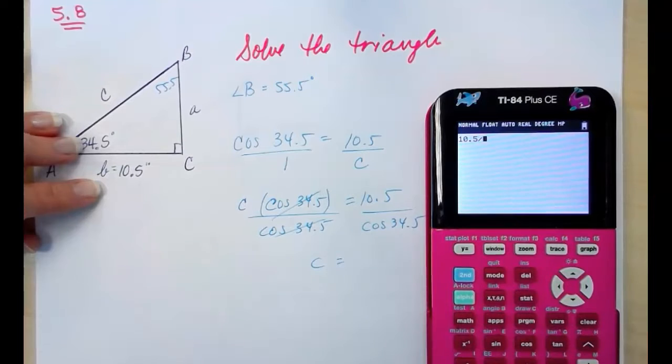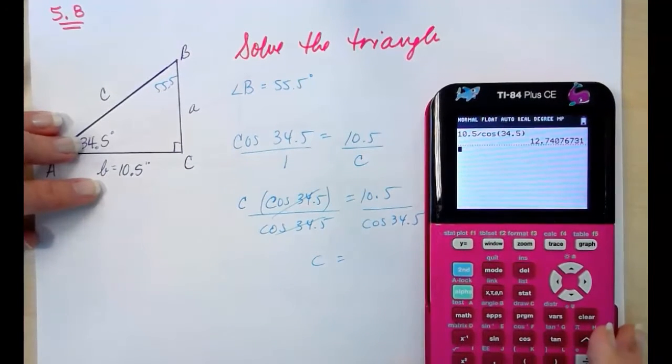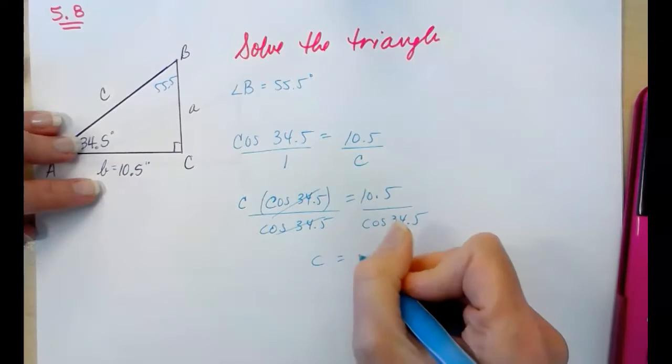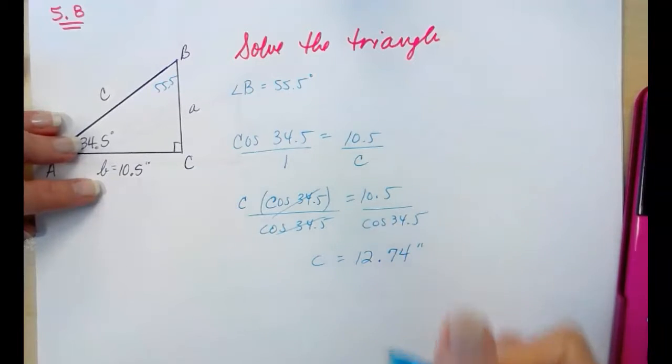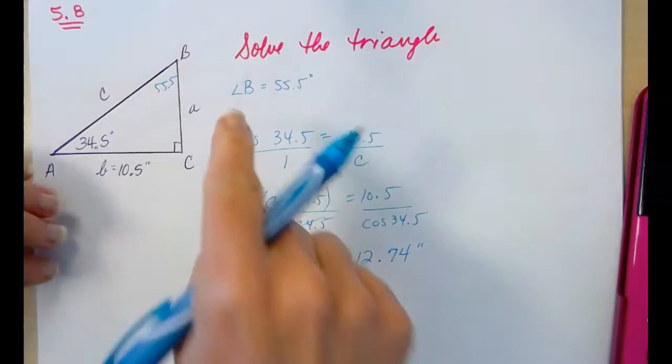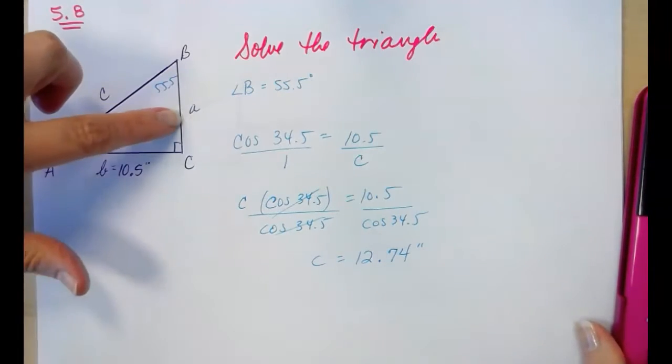10.5 divided by cosine 34.5. So 12.74. C is 12.74 inches. So that's little c. So we've got big B, we've got little c. Now all we need is little a.